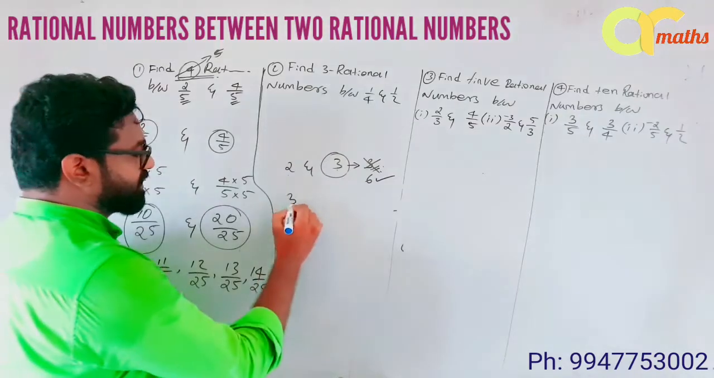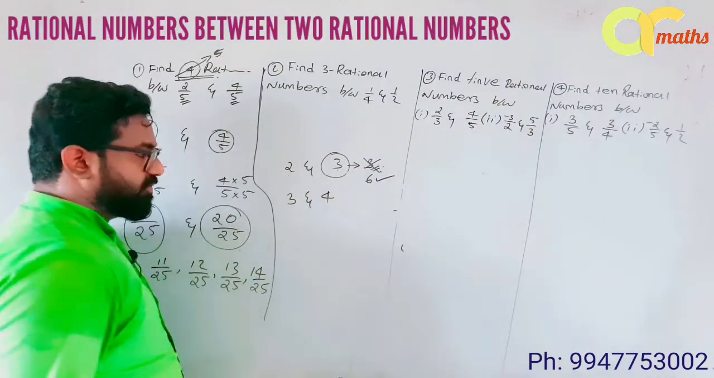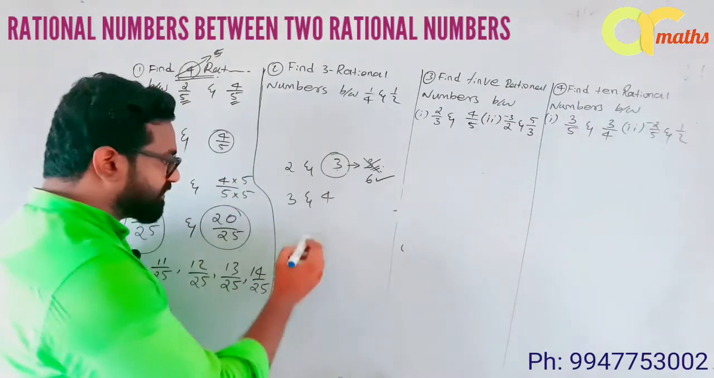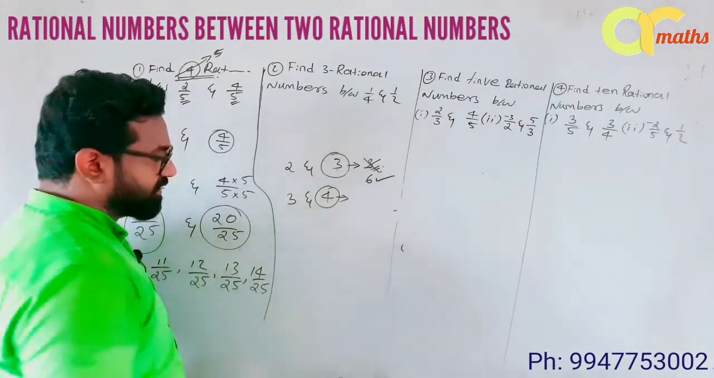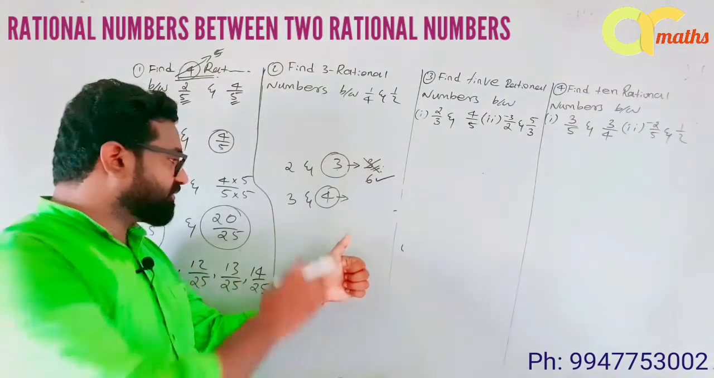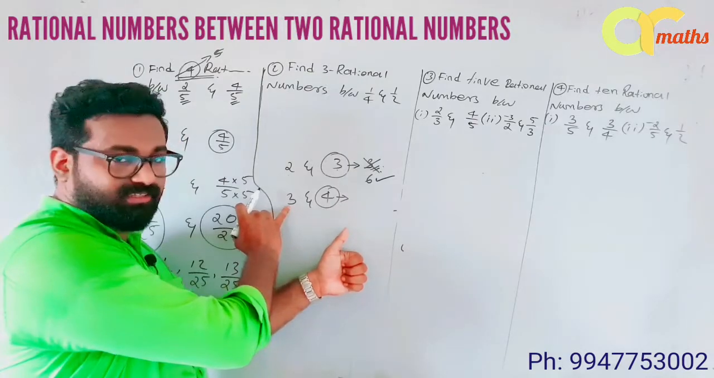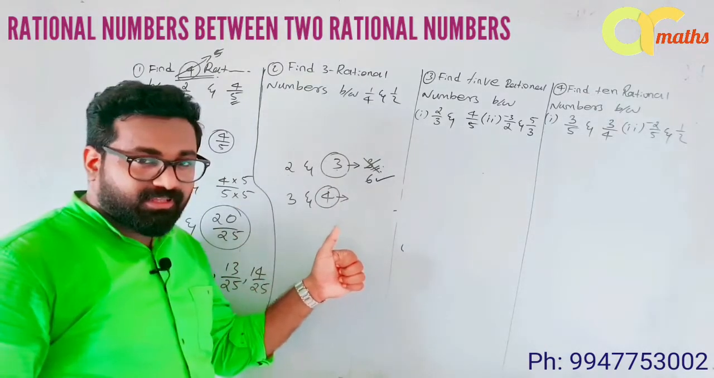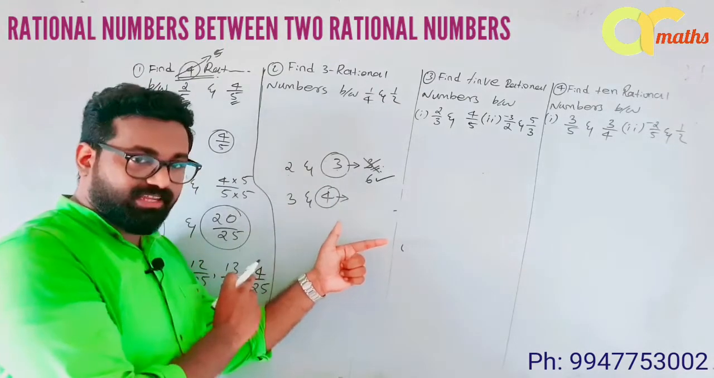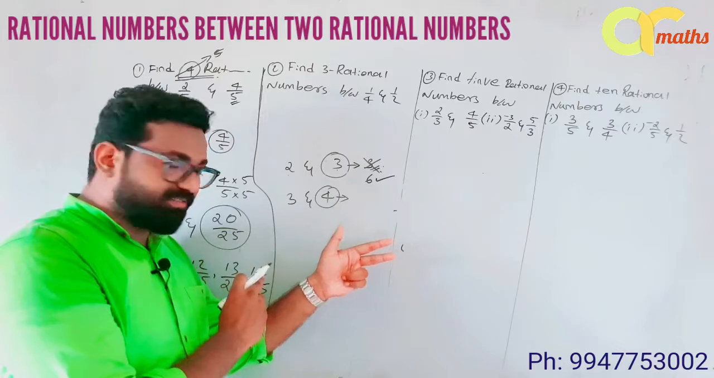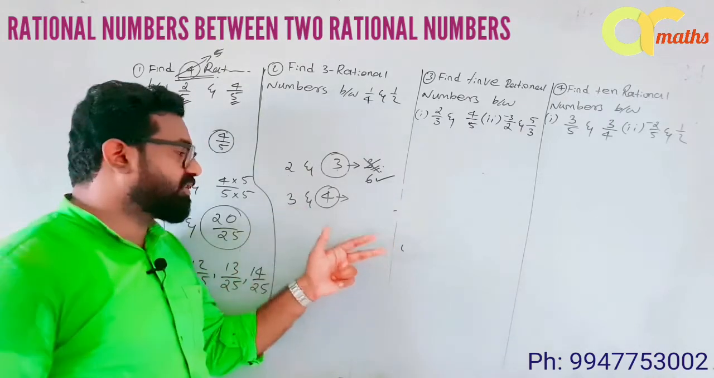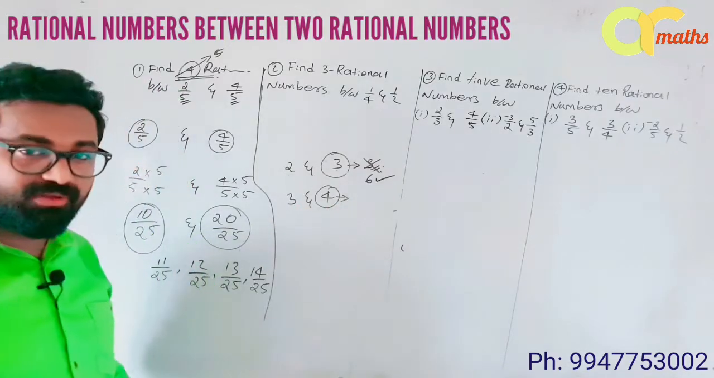Suppose 3 and 4. What is the LCM of 3 and 4? Take the larger number here. What is the larger number? 4. Then write its multiplication table. 4: we cannot divide by 3, so 4 is not the LCM. Next, 8: we cannot divide by 3, so it is not the LCM. Next, 12: you can divide by 3. Ready? So 12 is the LCM of 3 and 4.